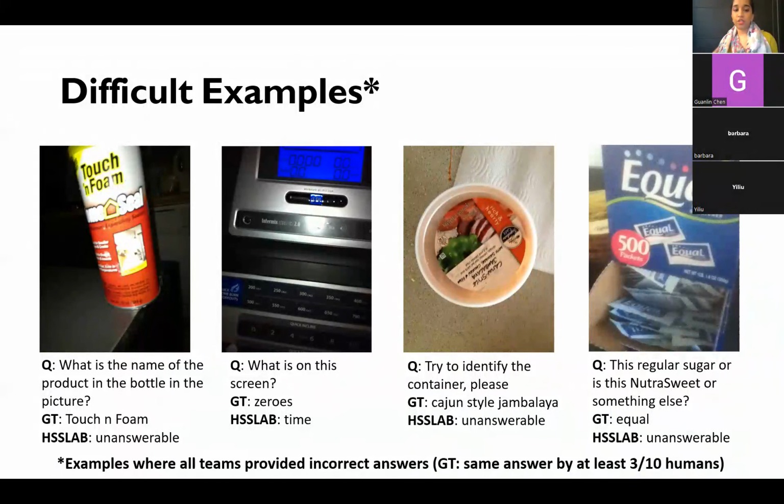And then another question, which tries to identify what's on the container. Again, the answer that we received was unanswerable. This is another regular question that we see. So is this regular sugar or is this NutraSweet or something else? The answer should have been equal, and then the answer given was unanswerable. So this dataset still poses a lot of difficult examples for algorithms.